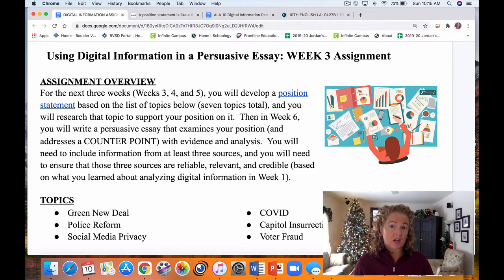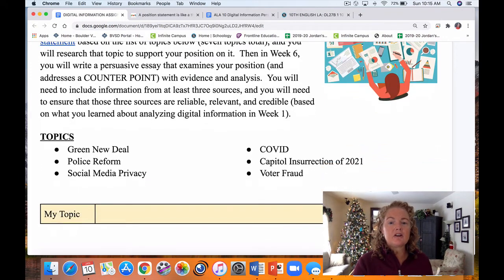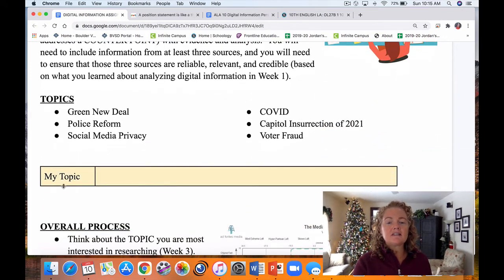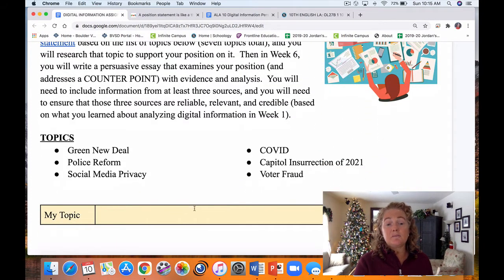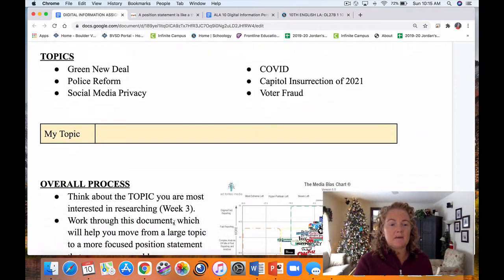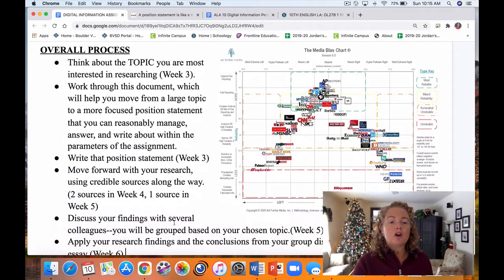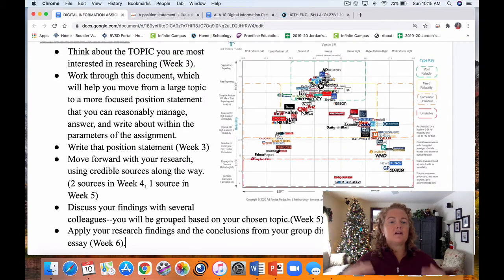Peer-reviewed sources in general are valued way more highly than a document that occurs in a non-peer-reviewed journal, just so that you know that. So this is your explanation. Here are your topics. And then right here is an opportunity for you to just write down your topic. You're going to have a copy of this whole document, so this will become yours and you'll just write your own topic. And then we talk about the overall process. Again, that's the full process and I break it down by week.